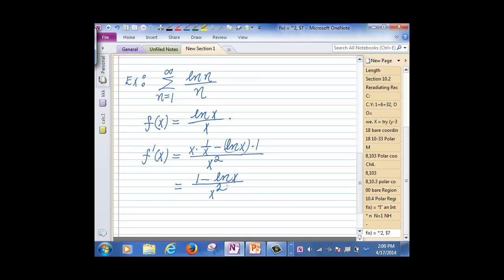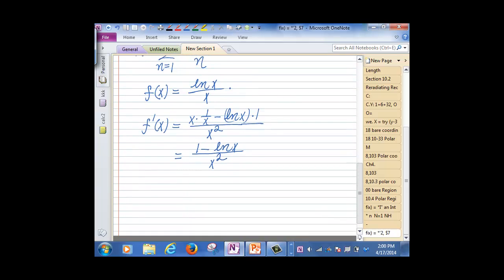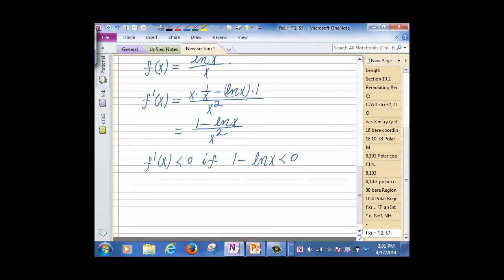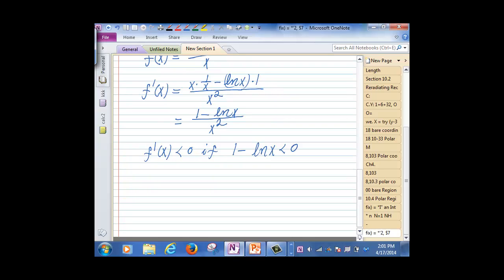Okay, now in order to know where the function is decreasing, we have to know where the derivative is positive or negative, right? Now, the denominator here is always positive, right? So the sign of the derivative depends on the numerator, right? So the question is, when is the numerator negative? So f prime of x is negative if the numerator 1 minus ln of x is negative, right? Can someone tell me for what values of x is 1 minus ln of x negative?